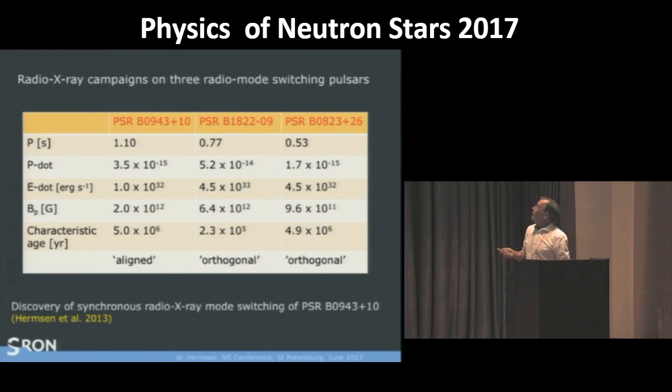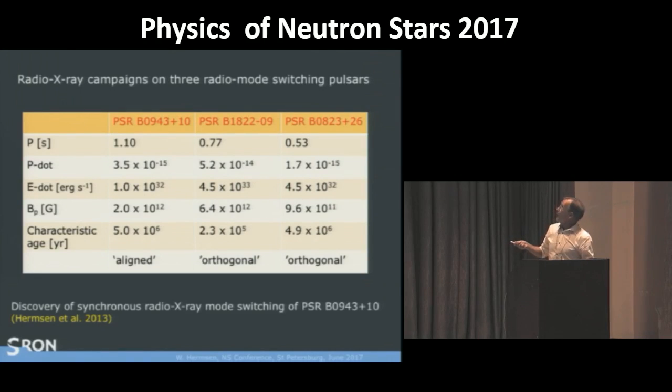The first pulsar, 0943, Sandro showed this very nicely. This is a nearly aligned pulsar. There we discovered, in fact, that the X-rays and radio change mode together. An old pulsar. And when you compare it with the other two, this one looks very much like PSR B0823, which are about the same age. The field at the surface is within a factor of 2 the same. The E dot, rotation energy loss, is close. That's different from PSR B1822, which is very much younger and much more energetic, has a stronger magnetic field.